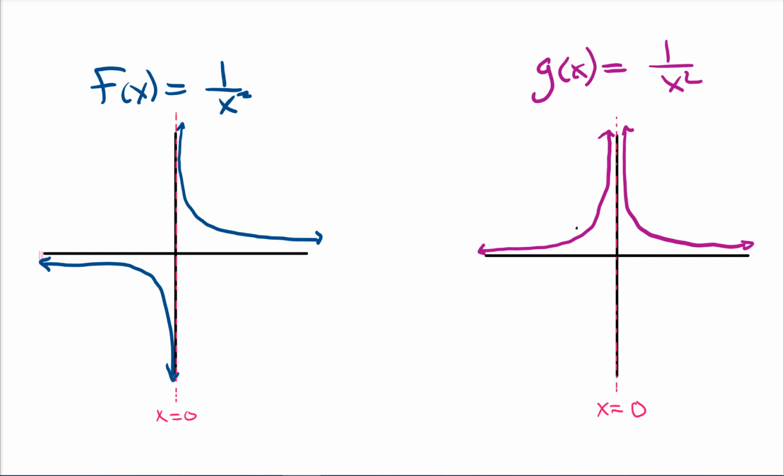So it could be 1 over x cubed. But I'm just going to leave it as 1 over x. Cool, but it still has a vertical asymptote. It doesn't matter what power we raise it to. I can even change this 1 to a 4. It's still basically the same thing. The only thing that matters is we're not allowed to divide by 0.